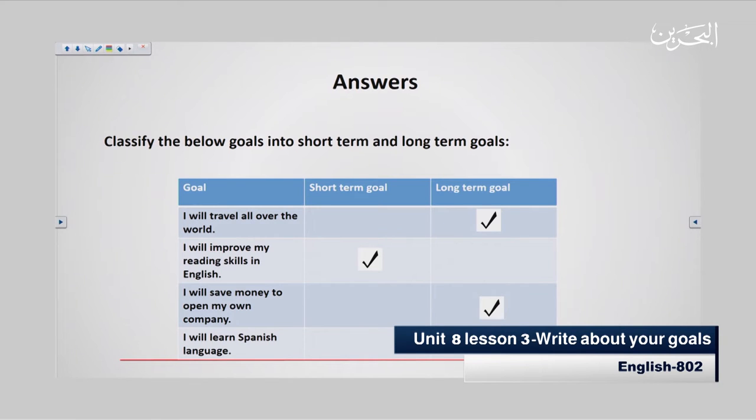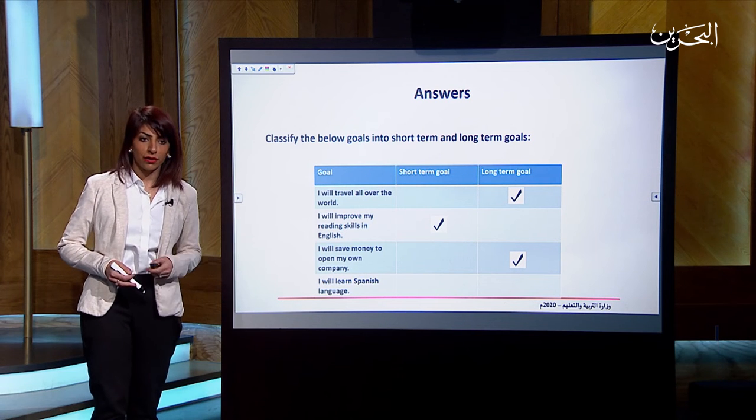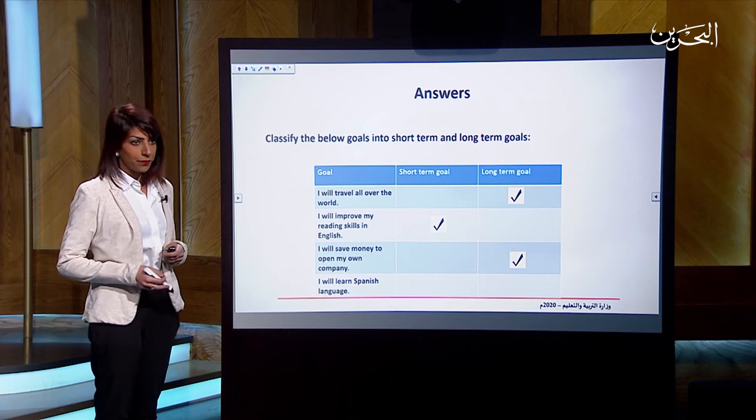I will save money to open my own company. It's so obvious that it is a long-term goal. Why? Because you're going to open a company, which means you need a huge amount of money, which takes more than 4 to 5 years to save money.